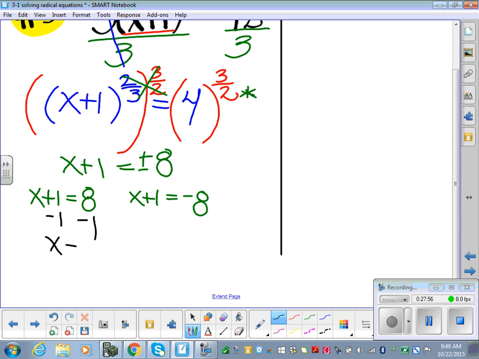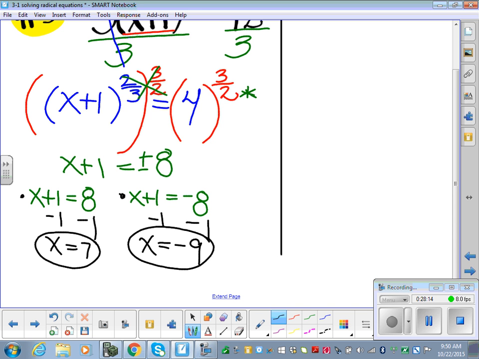So we get x is equal to 7. Then over here, that's one of our answers. We're going to get x alone. What do we do? Subtract 1 from both sides. So we get x is equal to negative 9. Very good. We have 2 answers.